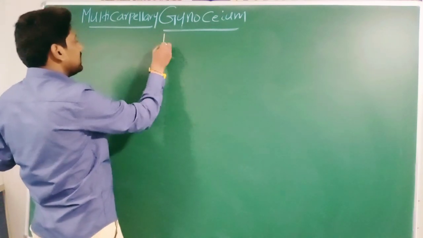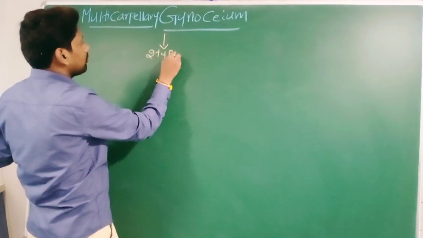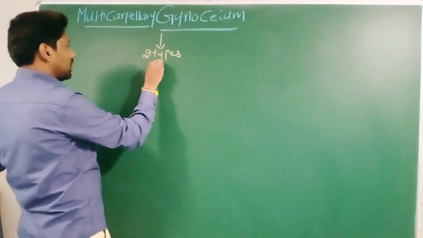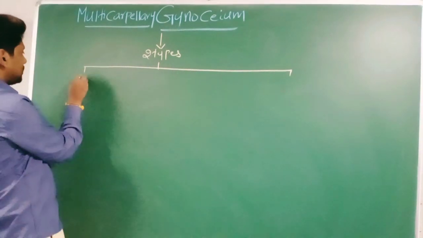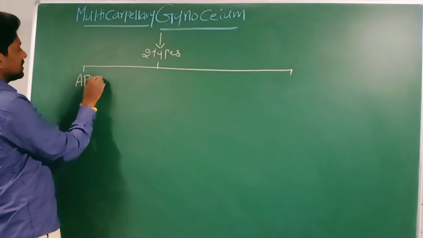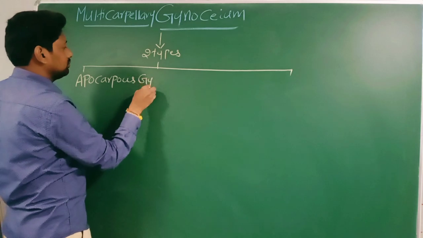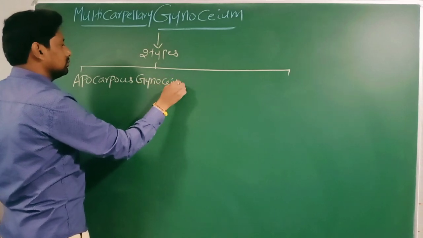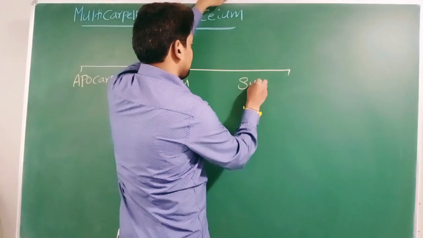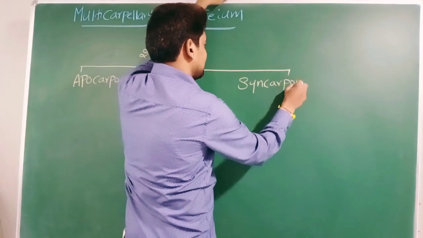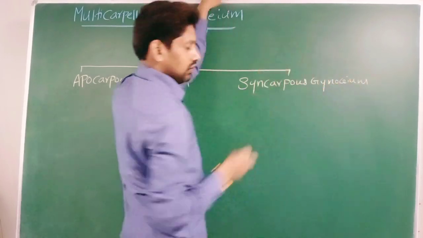This multicarpillary Gynecium is of how many types? Two types. What are they? First one is Apocarpous Gynecium. Second one is Syncarpous Gynecium. Okay, right.